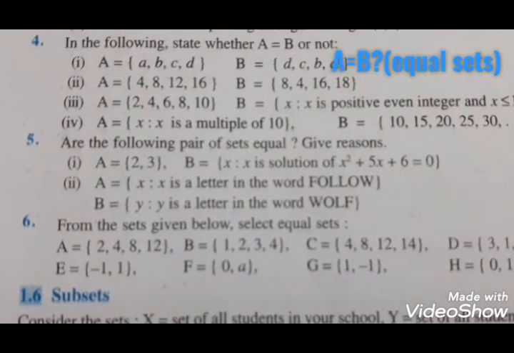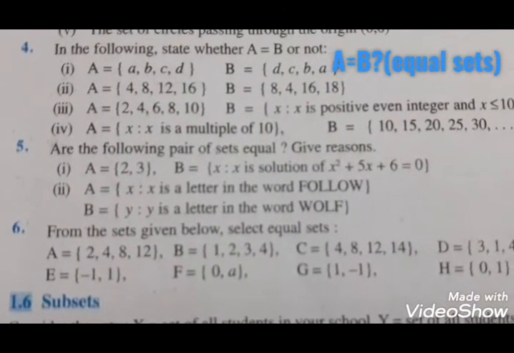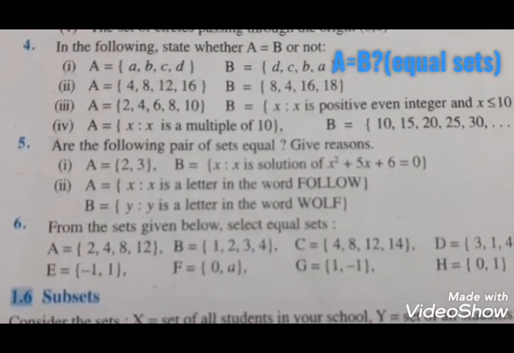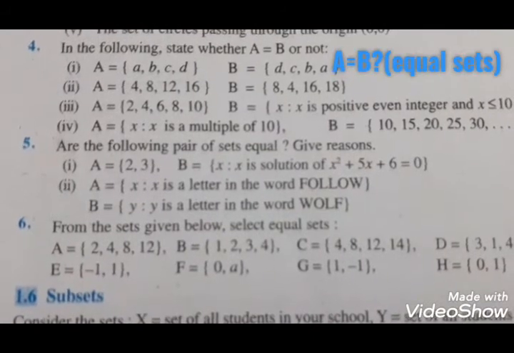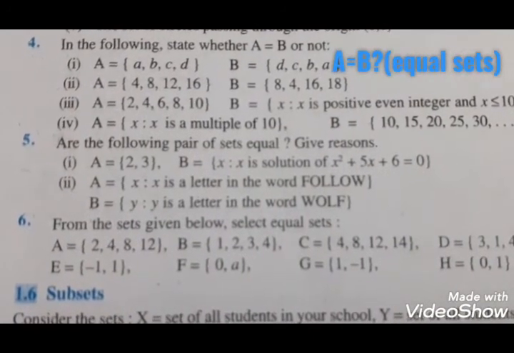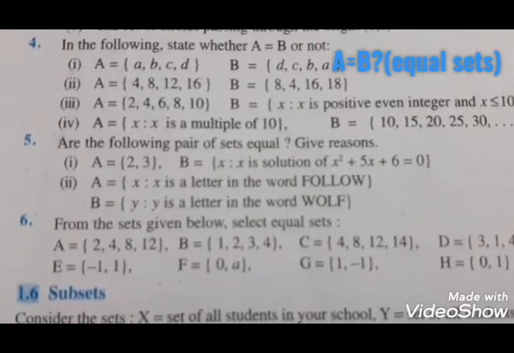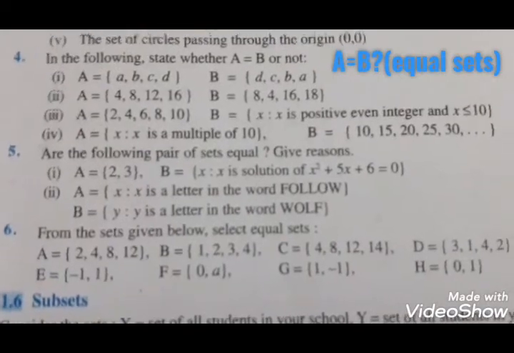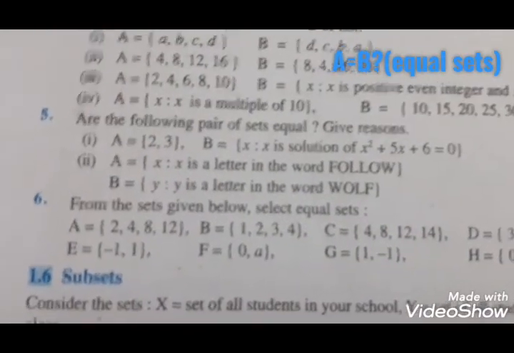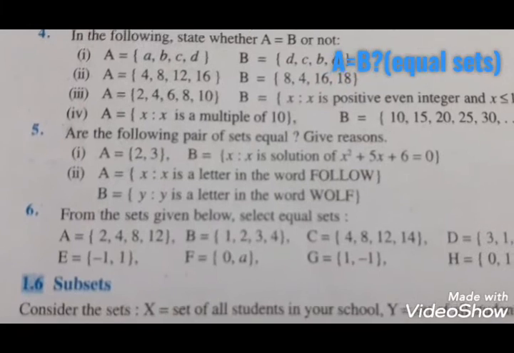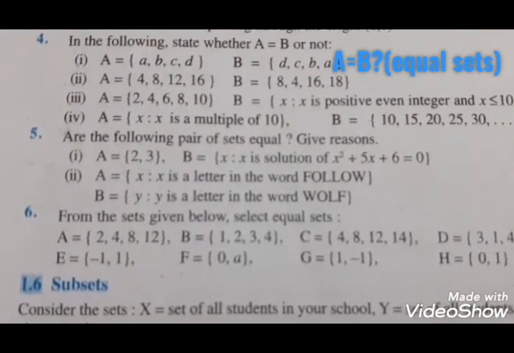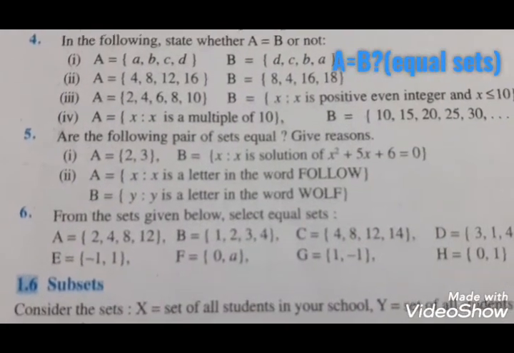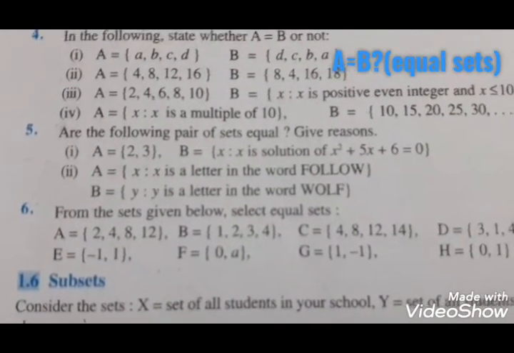But in the second question, A equal to 4, 8, 12, 16, while B equal to 8, 4, 16, 18. See, 4, 8, 16 of set A are included in set B, but the element 12 of set A is not included in set B. Instead of 12 there is an element 18. Means here set A and set B have the same number of elements, but the elements are not the same. So they are not equal sets, means here A is not equal to B.